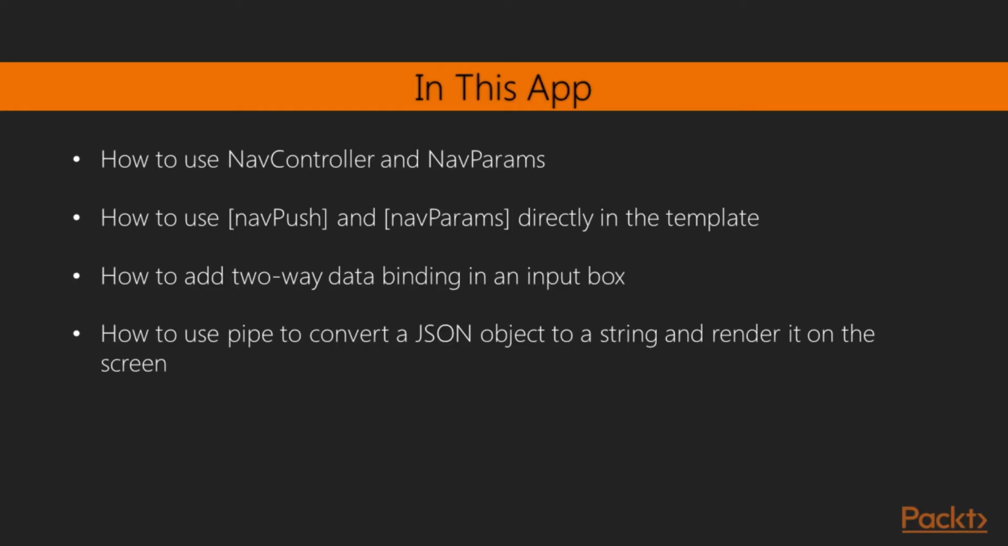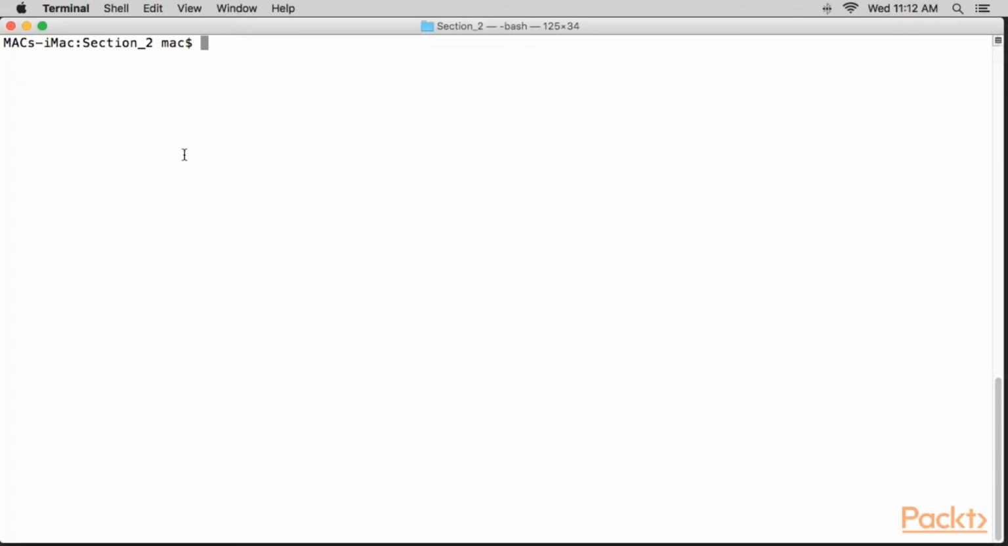In this app, you will learn how to use NavController and NavParams, how to use navPush and navParams directly in a template, how to add two-way data binding in an input box, and how to use a pipe to convert a JSON object to a string and render it on the screen. You only need to have the Ionic 2 CLI available to run this app.